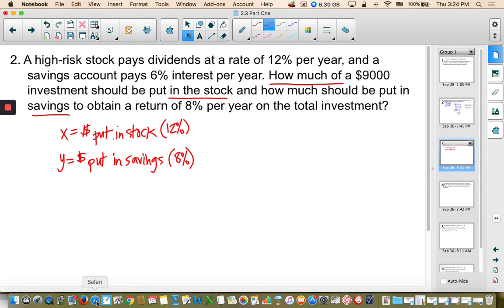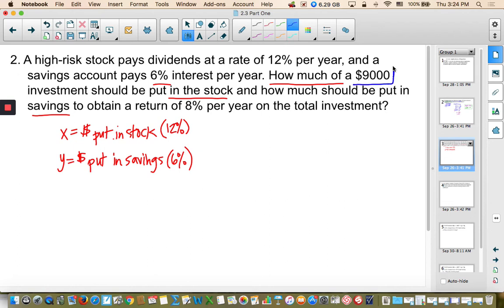All right. Now, the other two pieces of information, let's see, we know is that, oh wait, did I say that right? No, let me back that up. This doesn't get 8%, this gets 6%. Savings account pays 6%, so this should be 6%. Okay, the other two pieces of information we know are right here.